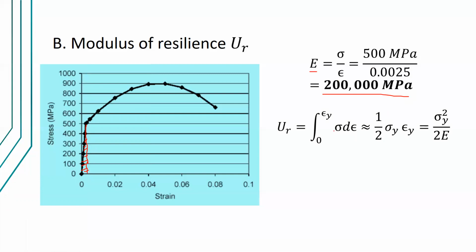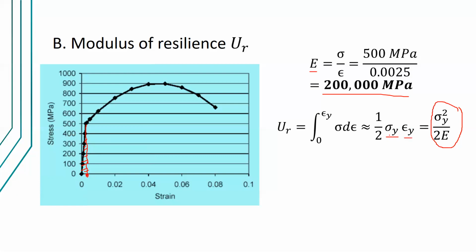So to calculate the resilience, you have to integrate from 0 to this point. If you do this integration, it will result in this expression. Or you can obtain that using the area of the triangle formula, which is 1/2 base times height. So this is the base, and this is the height.